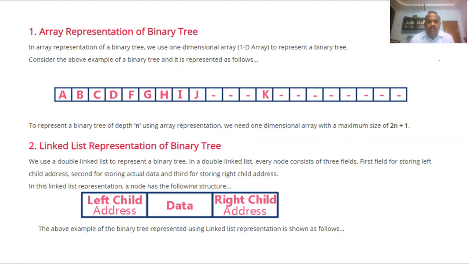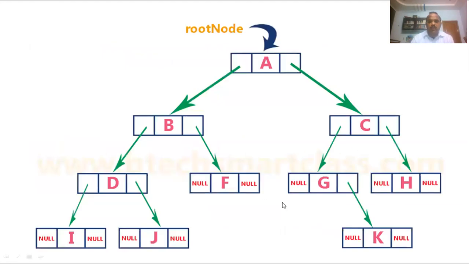Then the second part is the data part, and the right child. The last one is the right child address; it holds the right child address. So, clear? This is an example of linked list representation of a binary tree.